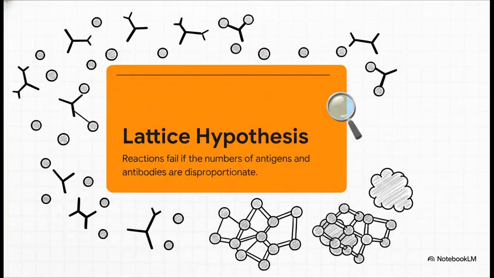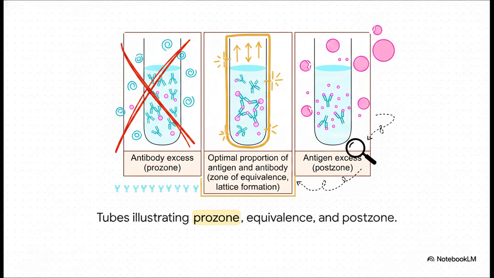So according to Marrack's lattice hypothesis, a visible antigen-antibody reaction, like macroscopic clumping or precipitation, is basically going to fail if the numbers of antigens and antibodies are disproportionate. The crucial takeaway here: you only get a strong, visible reaction when those binding sites are optimally balanced. We call this the zone of equivalence, and it's where the multivalent antibodies cross-link perfectly with antigens to form a massive visible network. And this perfectly illustrates why you might actually get a false negative on a lab report.